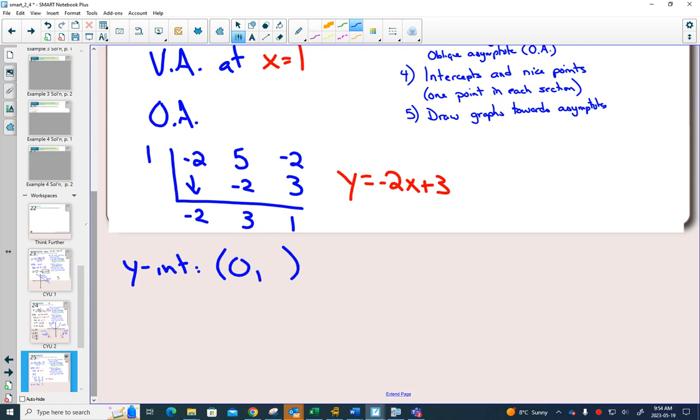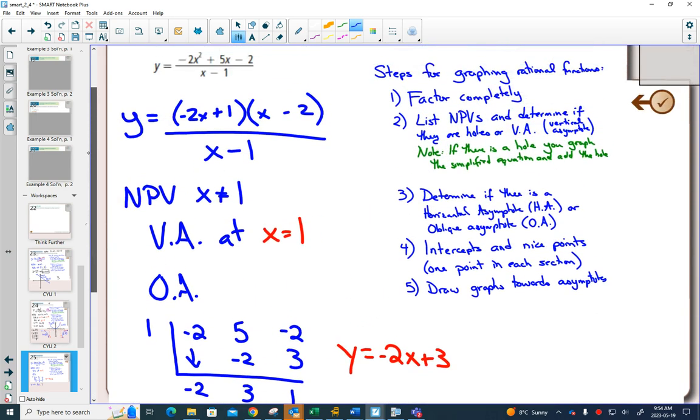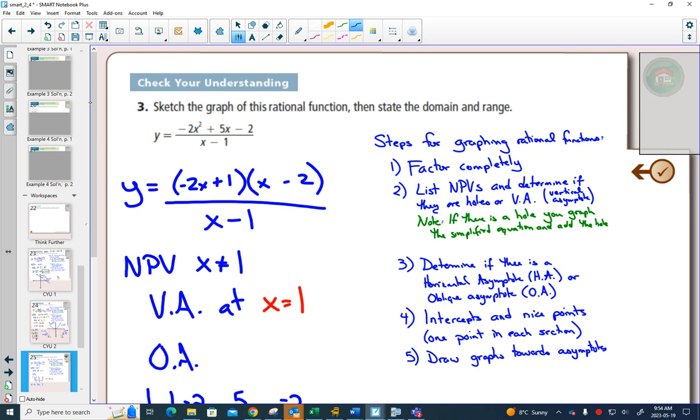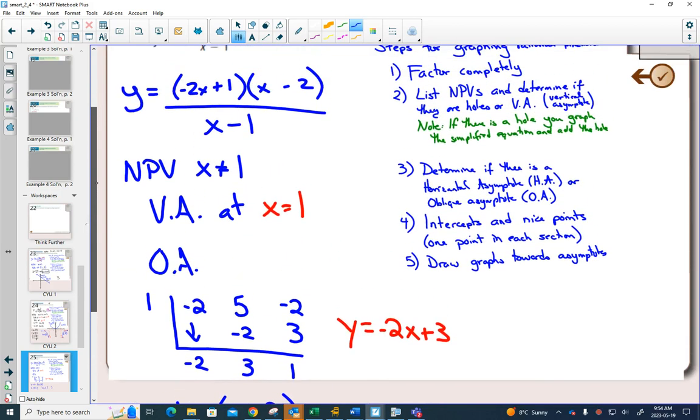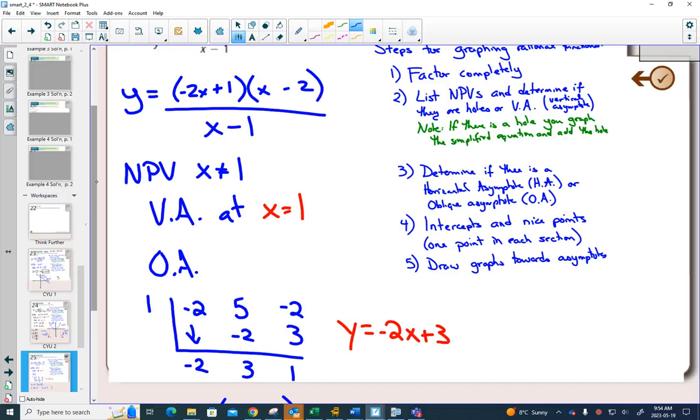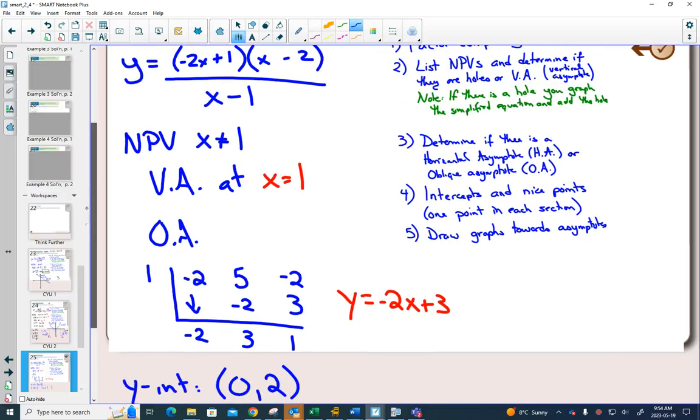Plug in 0 for x to find your y-intercept. That is often easiest by going back to your original equation. You get negative 2 over negative 1. So we have 0, 2. Find your x-intercepts by looking at the factored form. And we had it factored here, so what would make it equal to 0? 2 and 1/2.